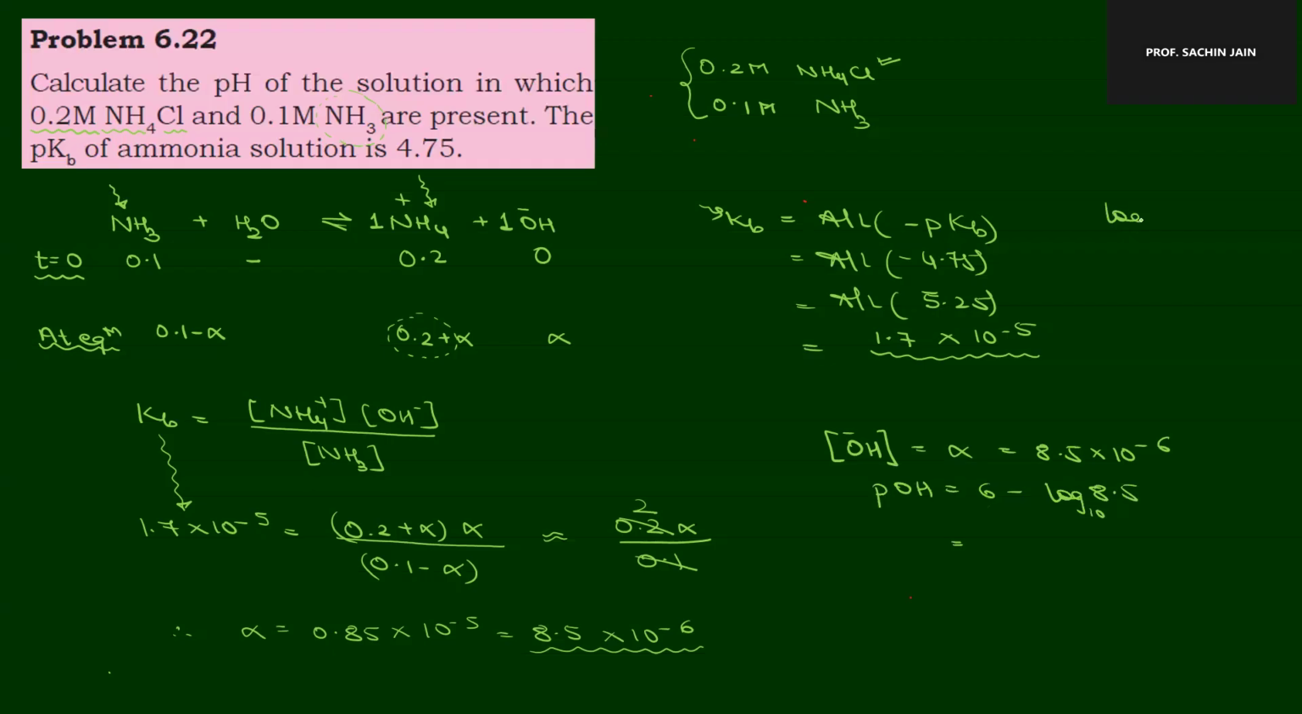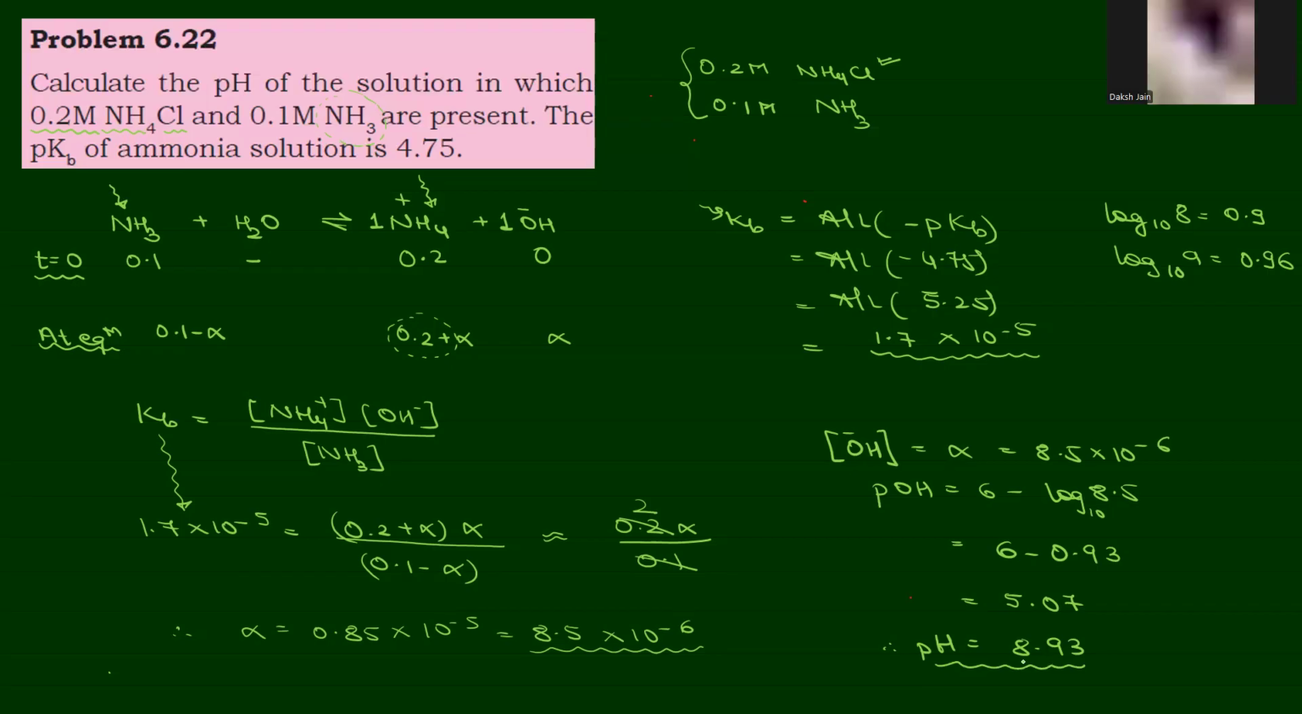Do you know log 8? 0.9. And log 9, how much is it? 0.96. You know the accurate value because log 9 is twice log 3, that is 0.95. Now take the value between these two for 8.5, which is 0.93, so pOH will become 5.07 and therefore pH will become 8.93, the answer. Understood? Yes.